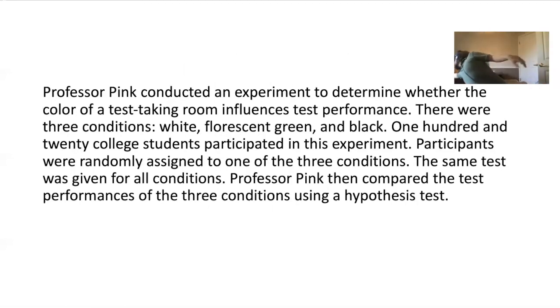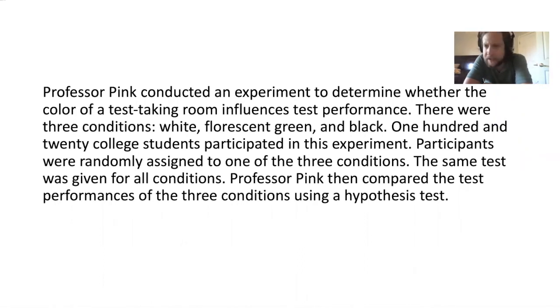The color of test-taking room. Yes, exactly. And there are 3 levels: white, fluorescent green, and black. Is that factor between or within subjects? Between. It is between because it says participants were randomly assigned to one of the 3 conditions. The dependent variable is test performance, the test score.